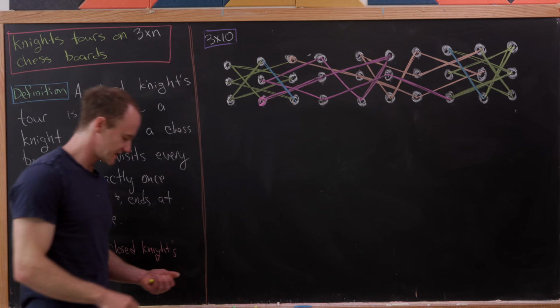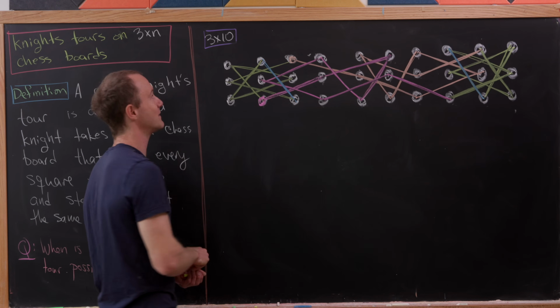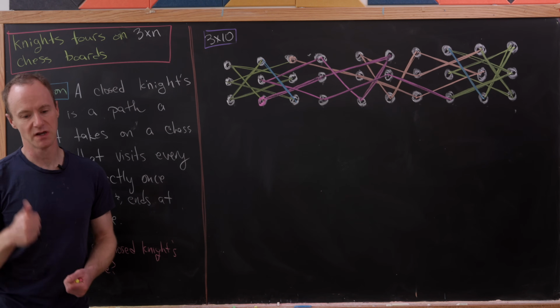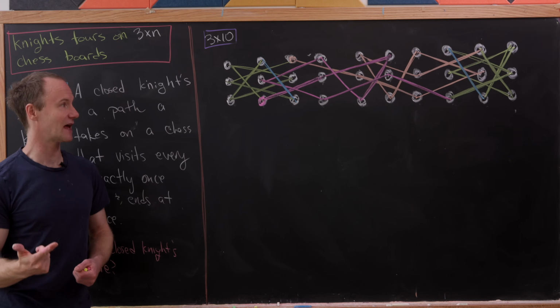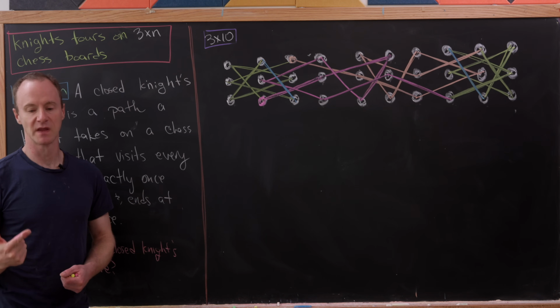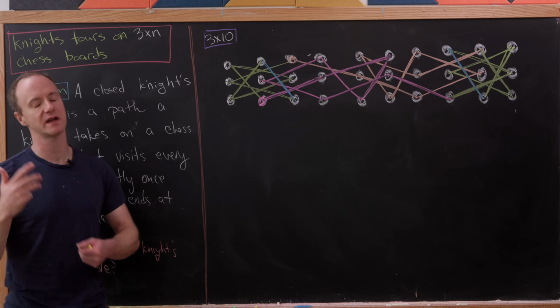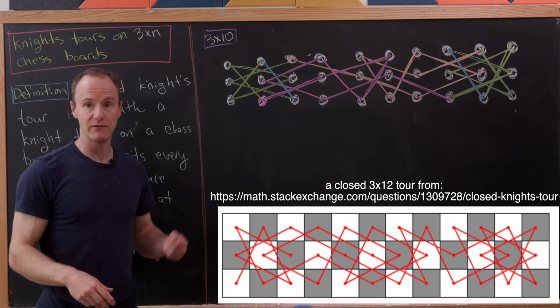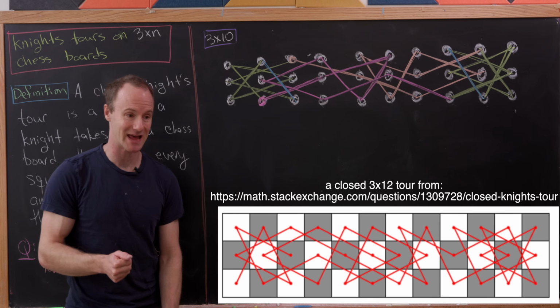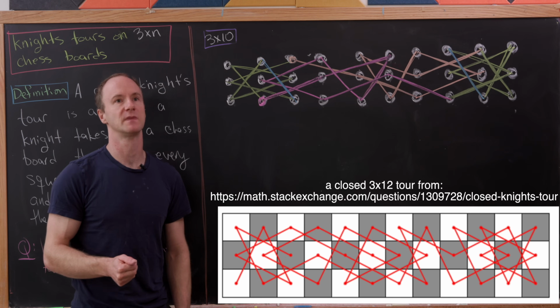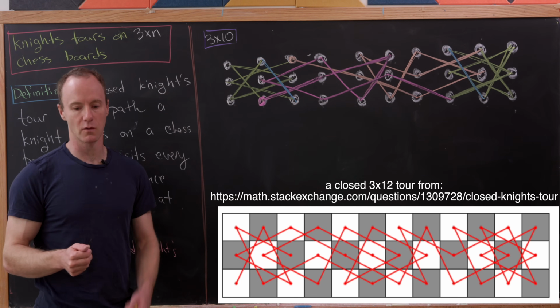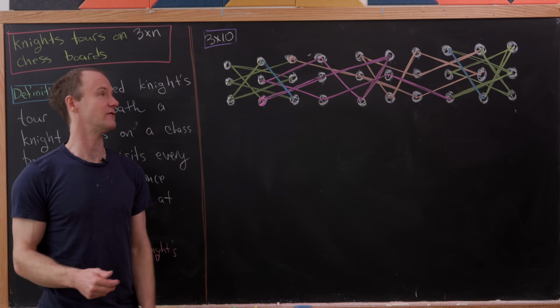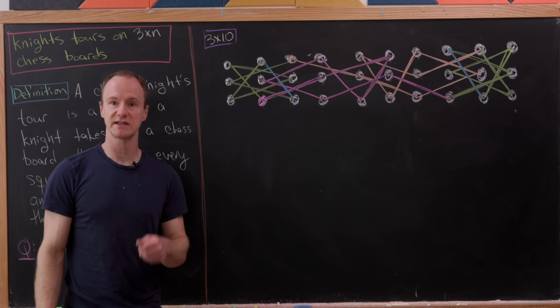I should say that there is a 3x12 case as well. So we've got a 3x10 case and a 3x12 case. And now what we'll end up proving is maybe the big result of today, which is that for any even number n, there's always a 3xn Knight's Tour. So let's see how that goes.